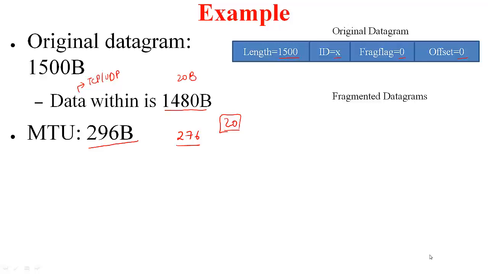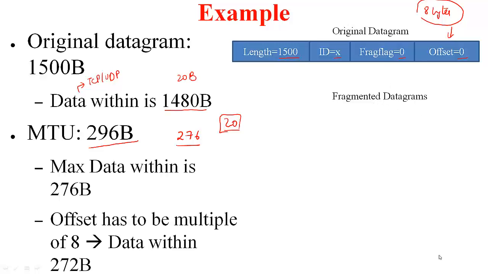But remember, I said this offset field is going to measure data in blocks of 8 bytes. Basically, what this means is whatever data you are carrying within a fragmented datagram has to be a multiple of 8 bytes. Given this, what is the data size that you can put in a fragmented datagram? That turns out to be 272 bytes, because 276 is not a multiple of 8. So you need to put only 272 bytes as part of the data belonging to a fragmented datagram.